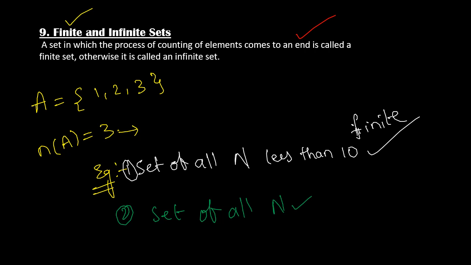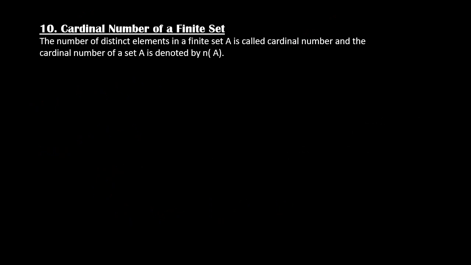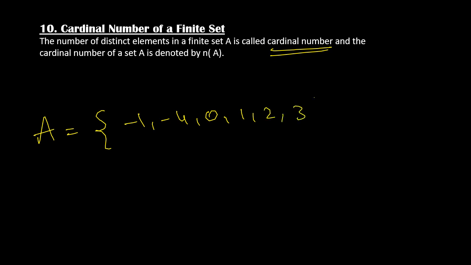Is it okay? So now let us move on to the next step. What is meant by cardinal number of a set? What is meant by finite set? If the order is finite, that is finite. Agree? So the number of distinct elements, simply the order of a set. Cardinal number means the number of distinct elements of a finite set, nothing but order. Okay. So nothing to worry about it. If I gave you A is equals to {-1, -4, 0, 1, 2, 3}, what is n(A)? n(A) means order of the set, or you will call it a cardinal number.